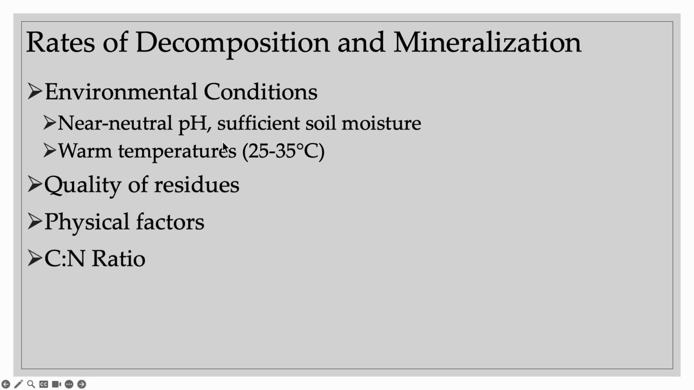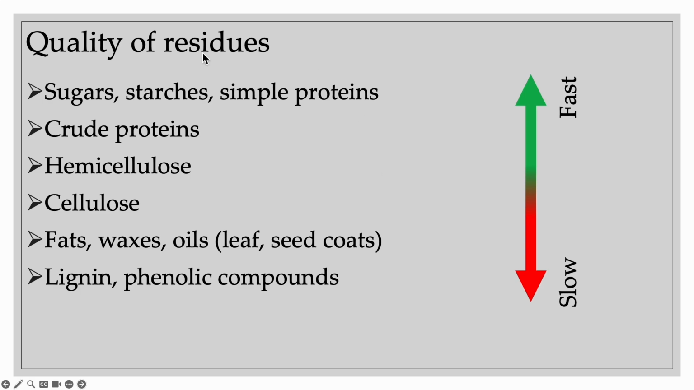So when I think about the environmental conditions, we're really doing this for the microbes. We want these conditions in order to improve the decomposition rate. Next, we have the quality of the residues. Does this have a high carbon to nitrogen ratio? Some of the physical factors are going to play a role as well. And the quality of these residues is what we talked about earlier. What are the components of that plant material? So decomposition rates: environmental conditions, quality of the residues, these physical factors, and carbon to nitrogen ratio.